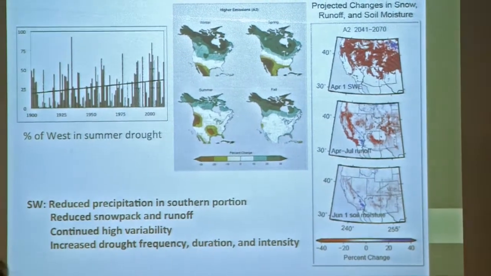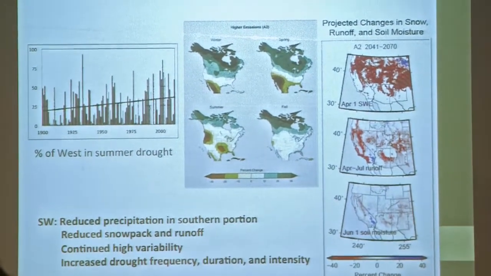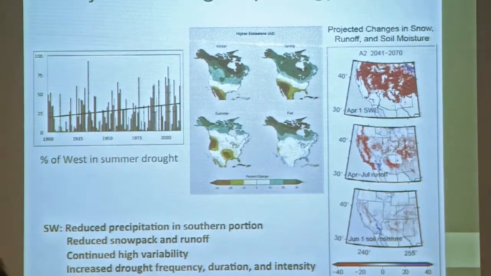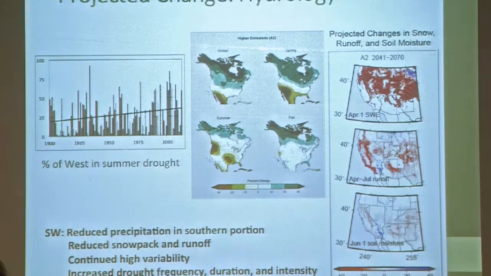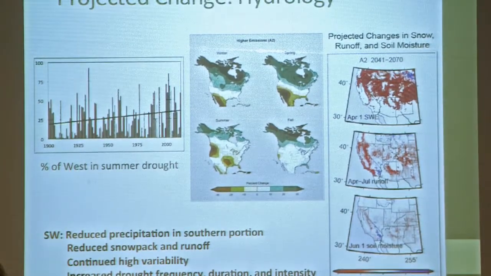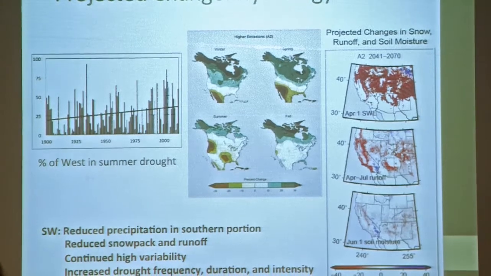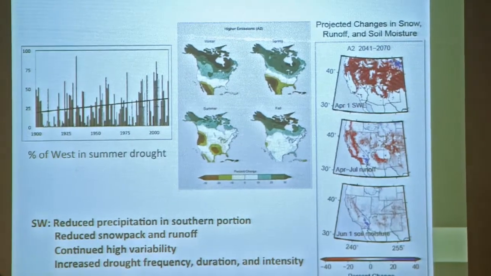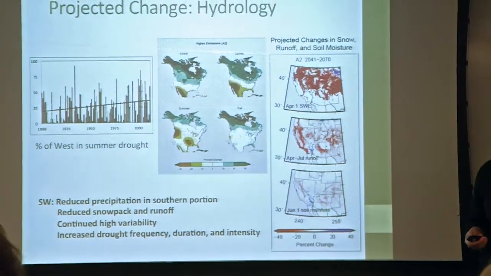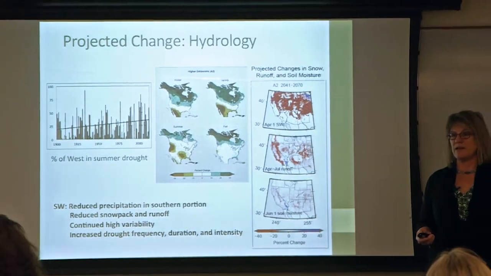Also, under higher emission scenarios, we expect, especially in the spring, to see really, really dry conditions, a big, big loss of winter rains. And around here, winter rains are half of our rain, but they produce over 90% of the runoff associated with those rains.